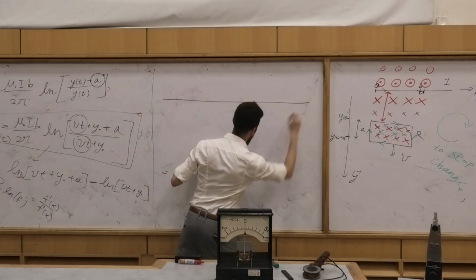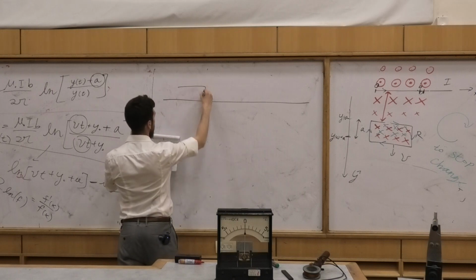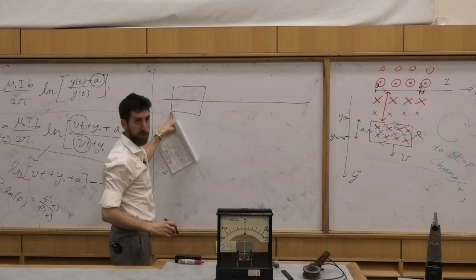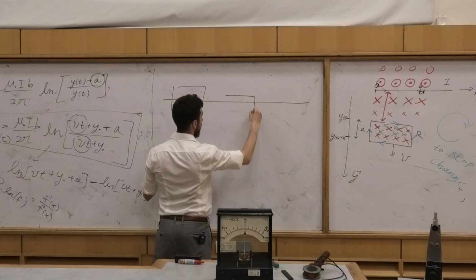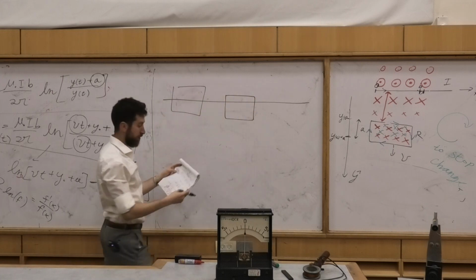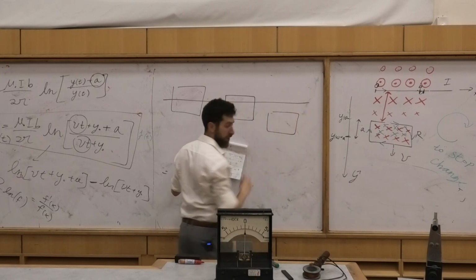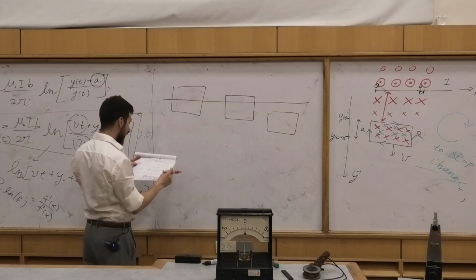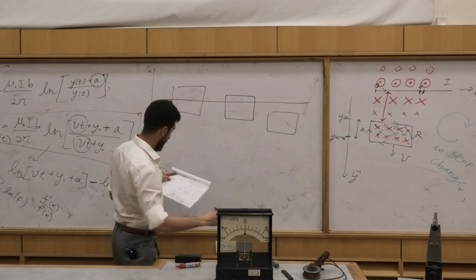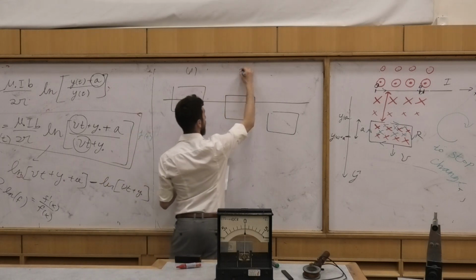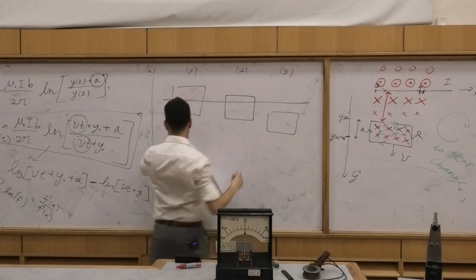So this is the wire. Case 1, the drone is in the middle. Case 2, the drone is about to leave the wire. Case 3, the drone is here. The magnetic field, this is case 1, this is case 2, and this is case 3.